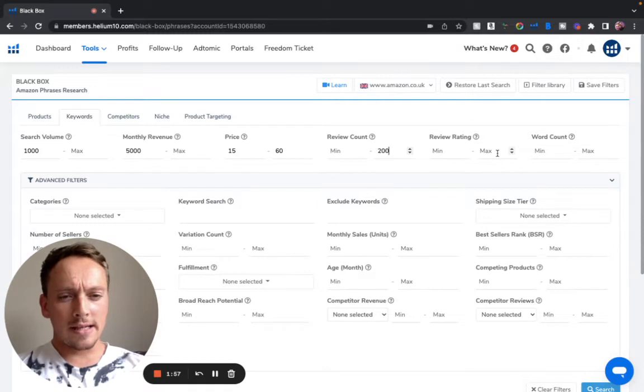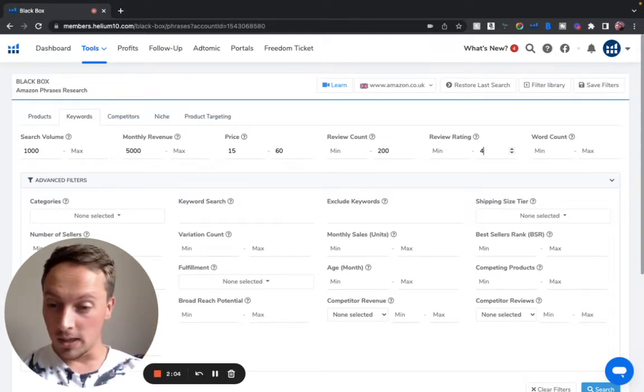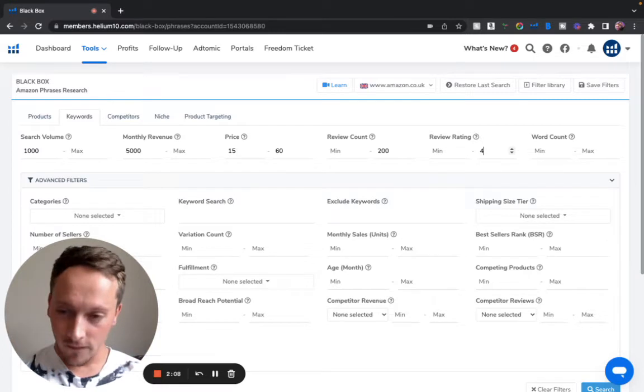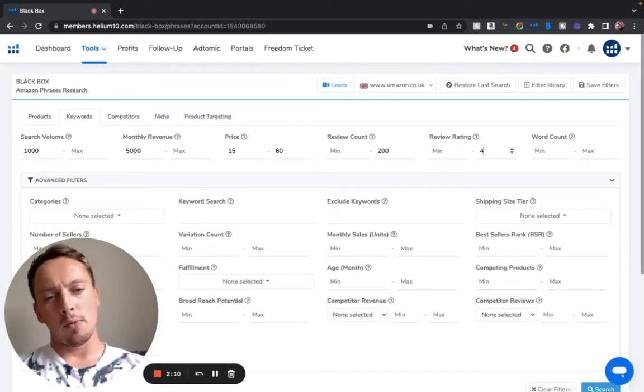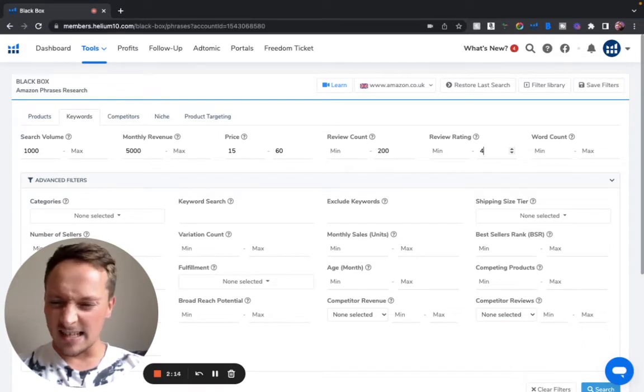With the review rating here, let's put 4 star, because I think that really helps us. If we put 4 star, it means there's probably going to be room for improvement, because most people prefer the 4.5 star rating. So if a product's a 4 star, there is room for improvement there. It's got to get quite a lot of negative reviews generally to be a 4 star rather than a 4.5.